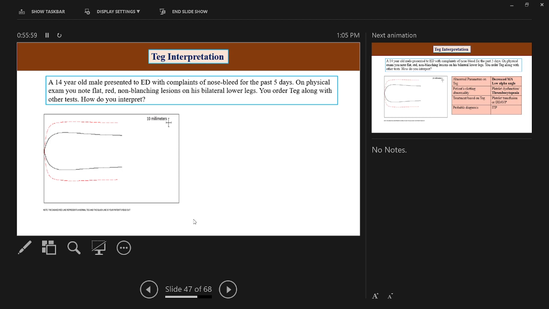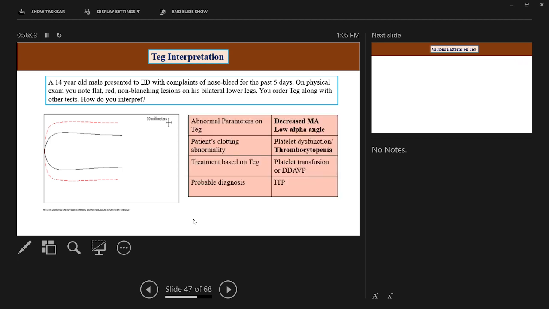Very good. And another parameter. Very good. So decreased alpha. You can sit down. Thank you. So there is a decreased maximum amplitude and low alpha angle, which shows that the patient has an underlying platelet dysfunction.